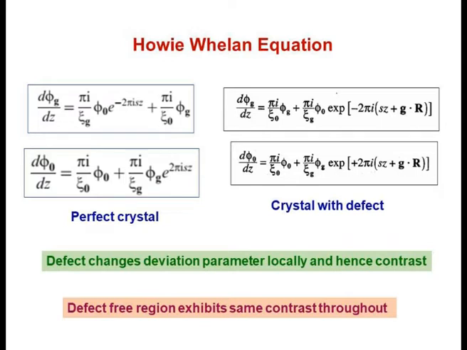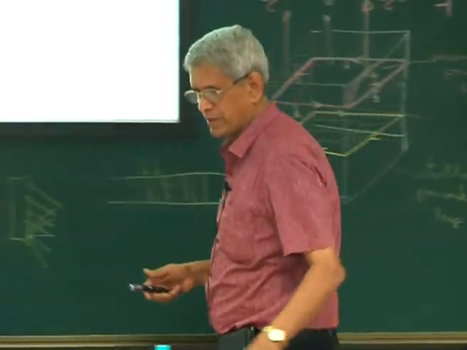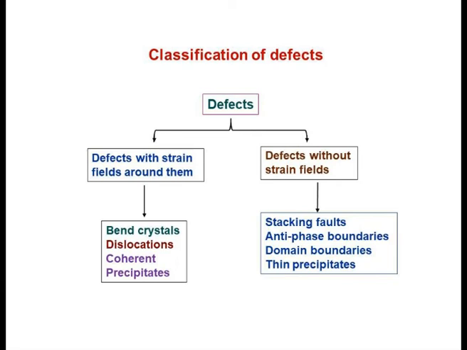This is what I had just mentioned. This statement is very important: a defect changes the deviation parameter locally. Even on a sample which does not contain any dislocation, like a whisker, if you change the sample tilt, the contrast will look the same, but the intensity of the image changes uniformly from one to the other. Another point is that a defect-free region exhibits the same contrast throughout. Both these factors I had explained. Now we will go to the defect.